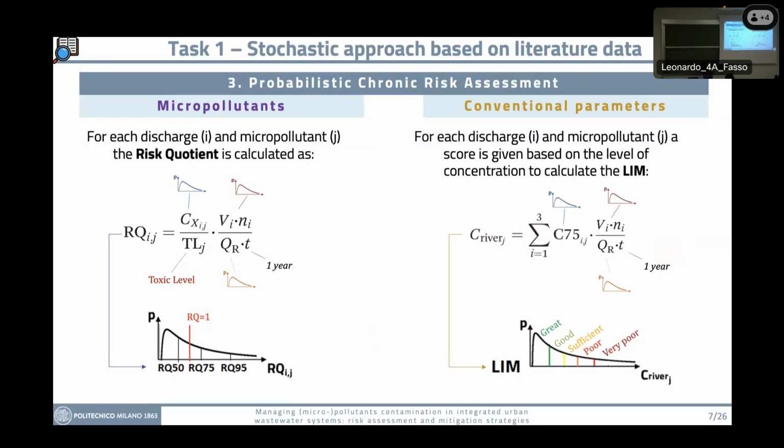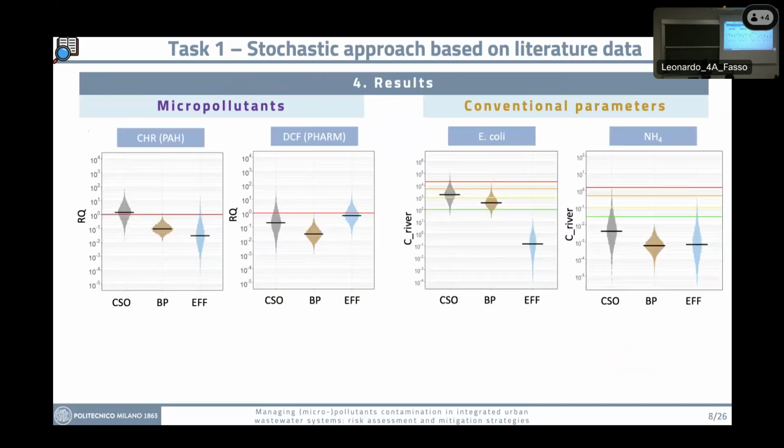Then for the conventional parameters, we used an ecological status index that can tell us the quality of the river with indicators based on the concentrations of the pollutants that we have in the river. So this is just an overview of the method. But what we actually obtain is a distribution of the risk for each discharge and for each parameter.